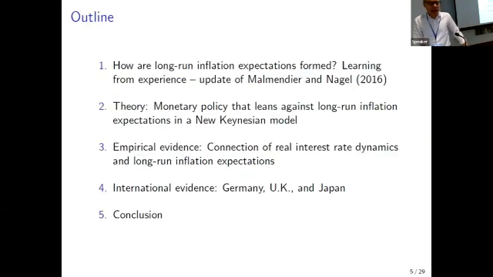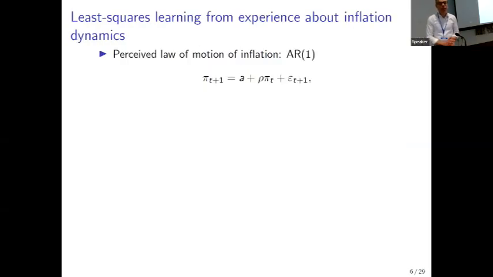So first, I want to go back into a little bit of evidence, updating some work that I had done earlier with Ulrike Malmendier on how people form inflation expectations. Then a brief look at a simple model that looks at how the macroeconomy looks when people form inflation expectations in this way and how monetary policy plays a role there. And then the empirical evidence on real interest rate dynamics. I'm probably going to focus on the US only, but the paper also has international evidence from Germany, UK, and Japan.